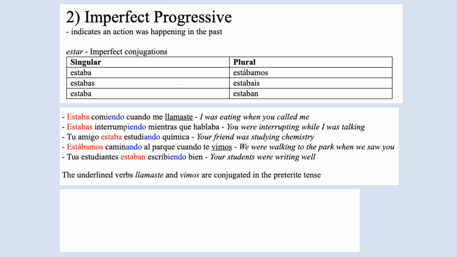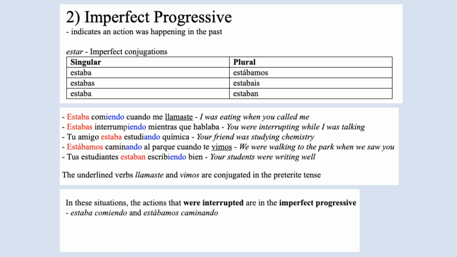I want to highlight that the underlined verbs llamaste and vimos are conjugated in the preterite. In these situations, the actions that were interrupted are in the imperfect progressive, and the actions that did the interrupting are in the preterite.